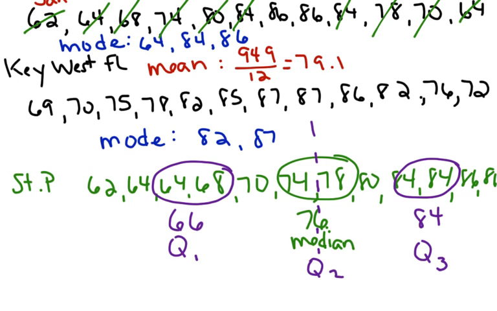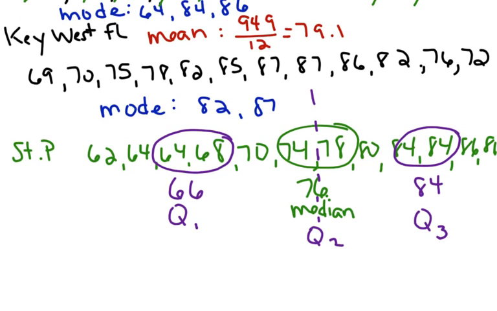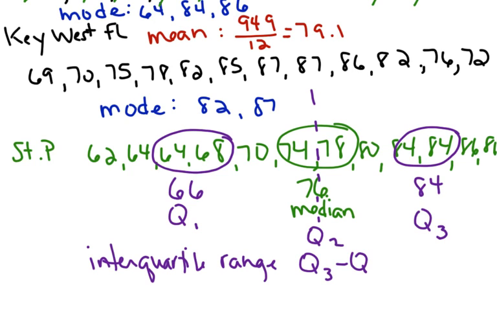The other thing that we're going to have to find before we learn how to make these box and whisker displays is something called the interquartile range. And the interquartile range is Q3 minus Q1. So 84 minus 66 is 18.